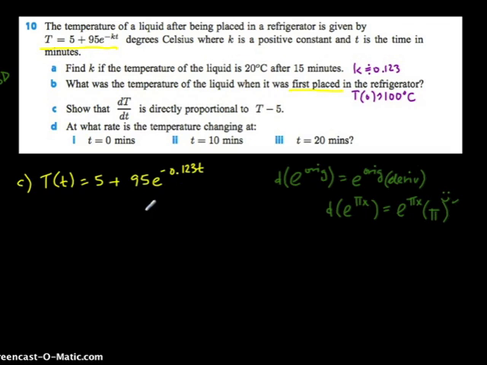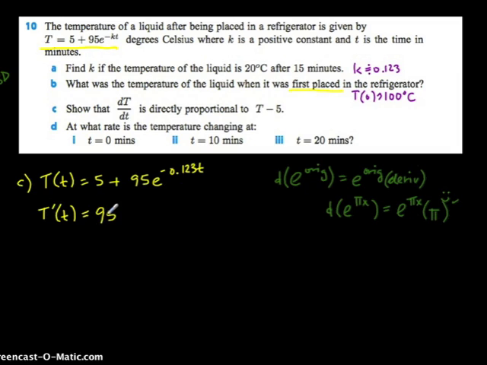So we're going to use that same set of logic over here when we're dealing with this e to the negative 0.123t. When we take its derivative, we're still going to have e to this raised exponent, but then we're going to take the derivative of the exponent and multiply that. So let's go ahead and get started. When I take the derivative of 5, of course, it's just simply 0, so I'm not going to worry about putting it. Then I have 95 e to the negative 0.123t.